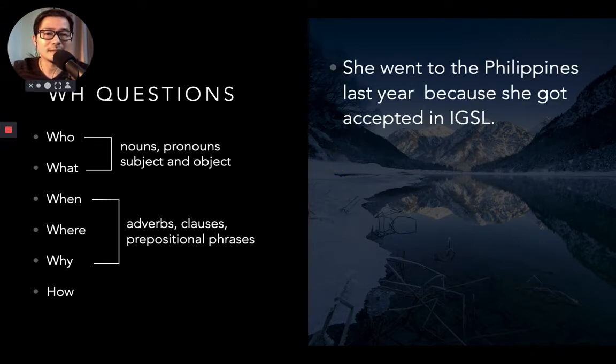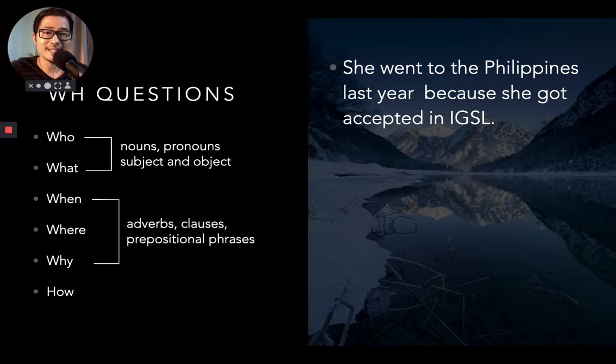Okay, let's say we have this sentence. She went to the Philippines last year because she got accepted in IGSL. Okay, let's try to ask these questions. First question, when? What would be your answer? That's right. Last year. So that will be your answer. And what would be your question?